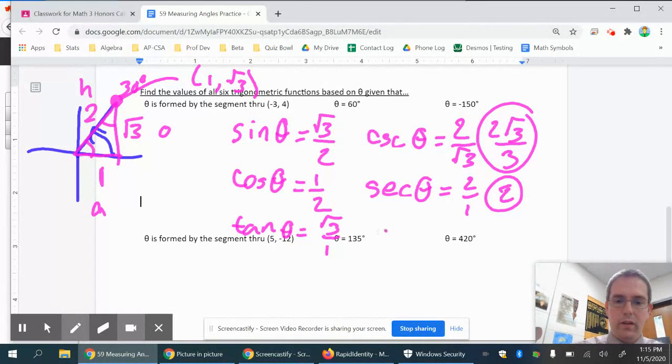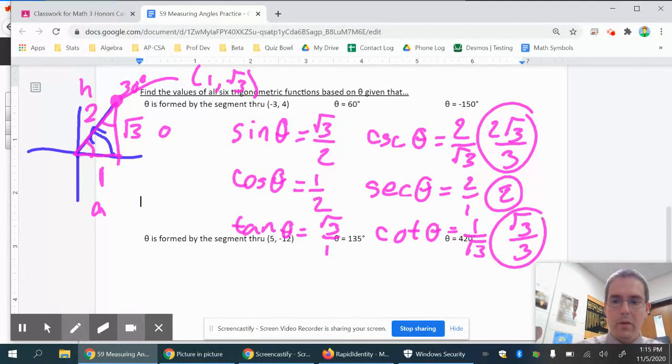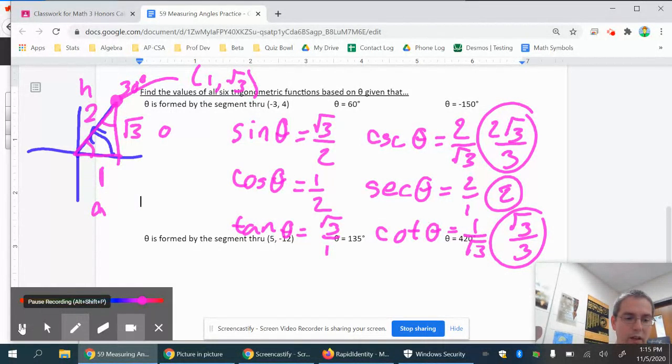And then the cotangent goes with tangent. So cotangent would be 1/√3. Or you could rationalize to √3/3, by multiplying top and bottom by √3. So that gives you an idea of how to do these. I'll pause this and get you started on the next one as time allows.